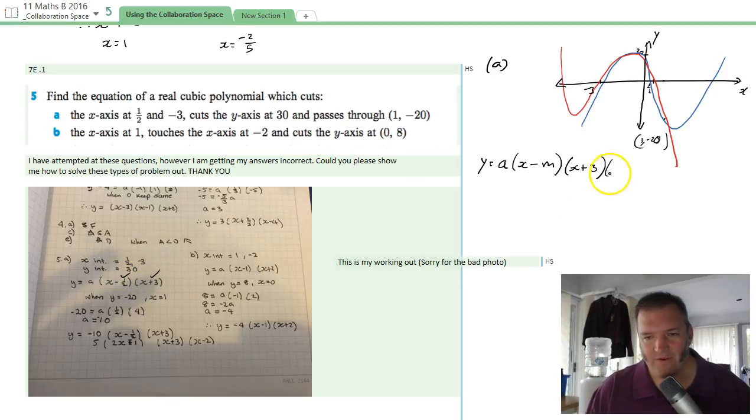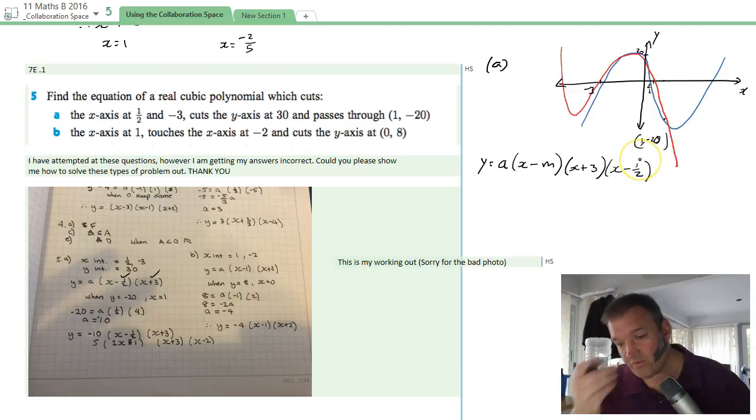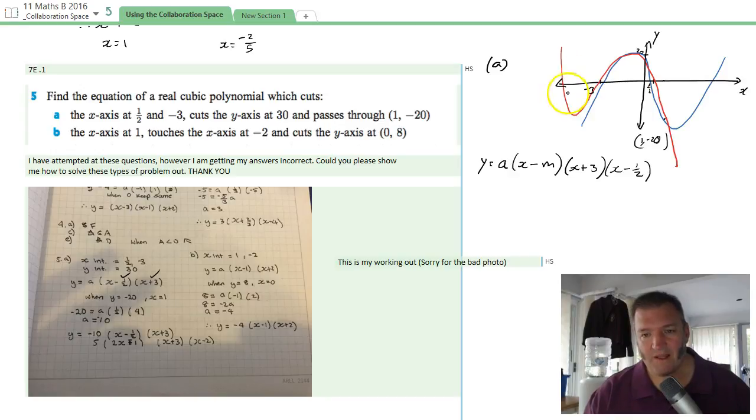Now, I'm happy for you to do x minus a half. Yes, the book will write it as 2x minus 1, and we can worry about that later. But that's perfectly acceptable. You just have a different value for a. It doesn't matter. You can put that in at the end, fix it all up nicely. That's not an issue.